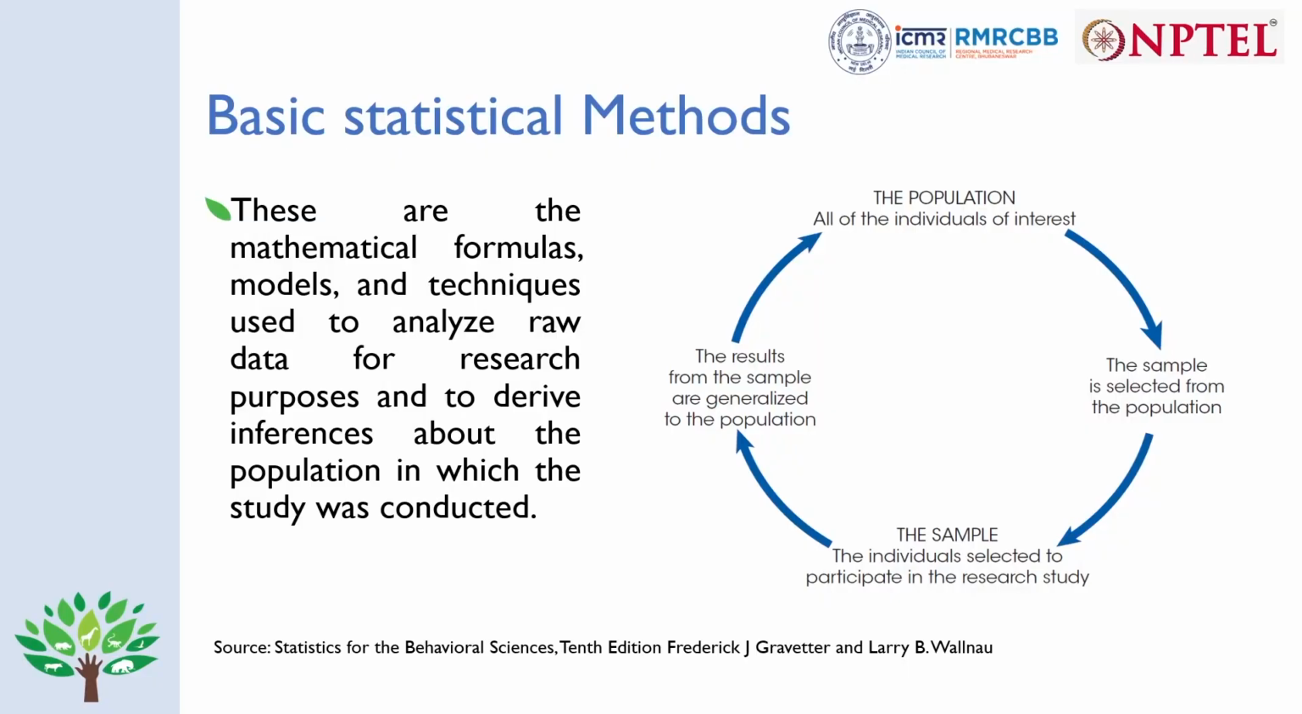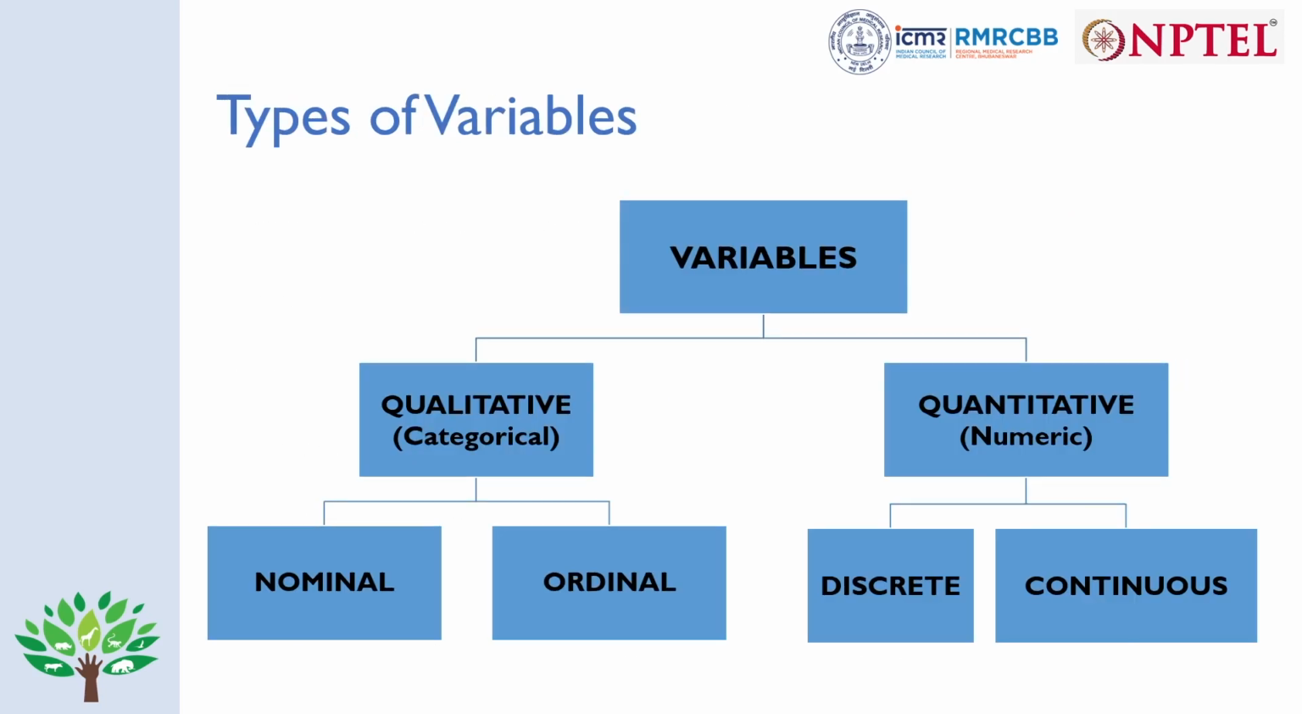The statistical methods are nothing but the mathematical formulas, models and techniques used to analyze raw data of research and to derive inferences about the population in which the study was conducted. For that, we should know the variable. So what is a variable? Variables are characteristics or conditions of an individual that can change from individual to individual. We have to measure our interest, the outcome, the exposure in our study, so we should know the different types of variables.